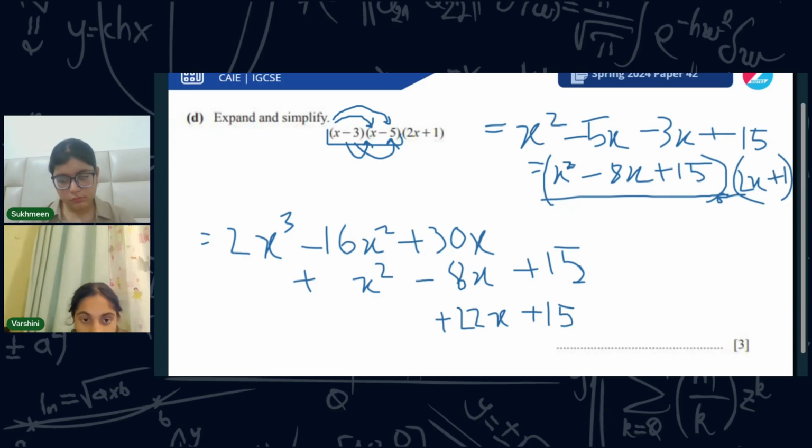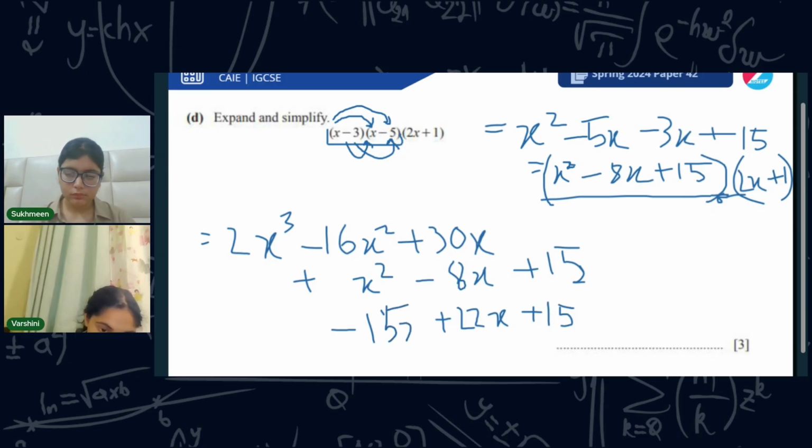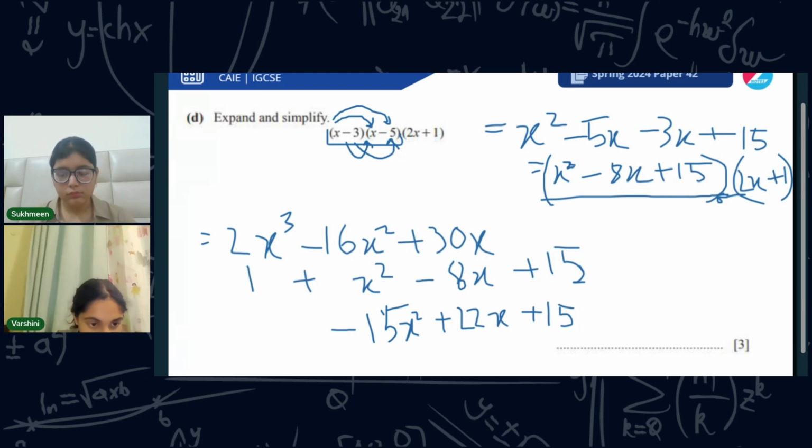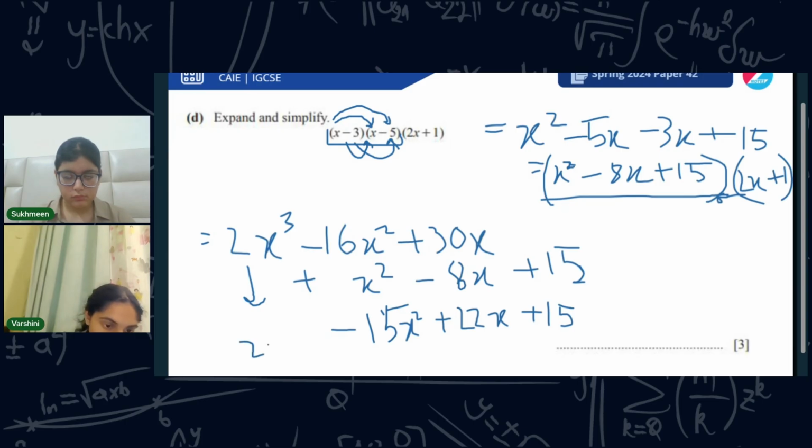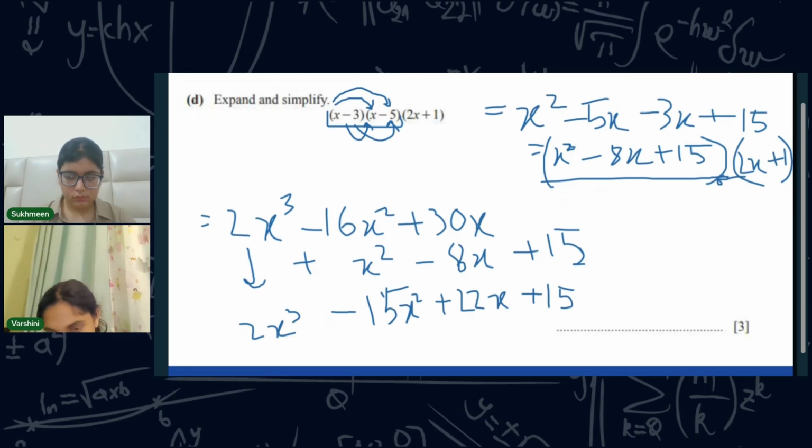And lastly, minus 16 plus x, which again should give you minus 15. Minus 16x squared plus x squared, to give you minus 15x squared. And finally, the first term, which we're just going to bring right down because there's no other term to add it with, so 2x cubed. And that is your final answer. You can rewrite it again in the dotted line.